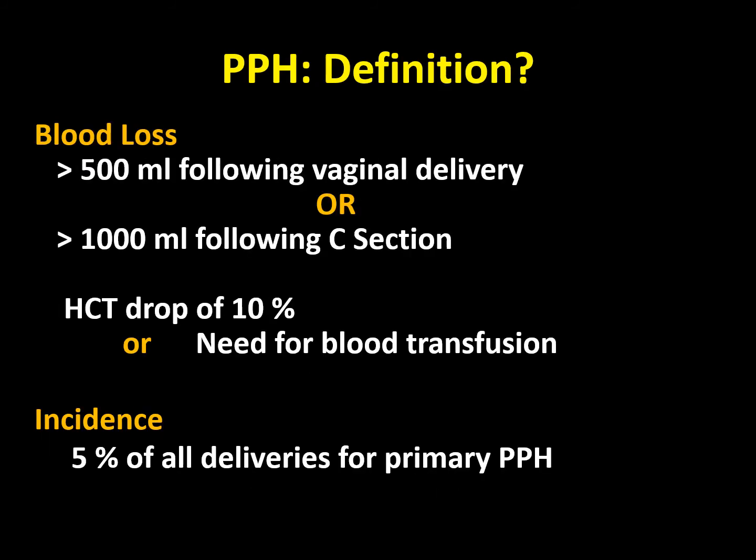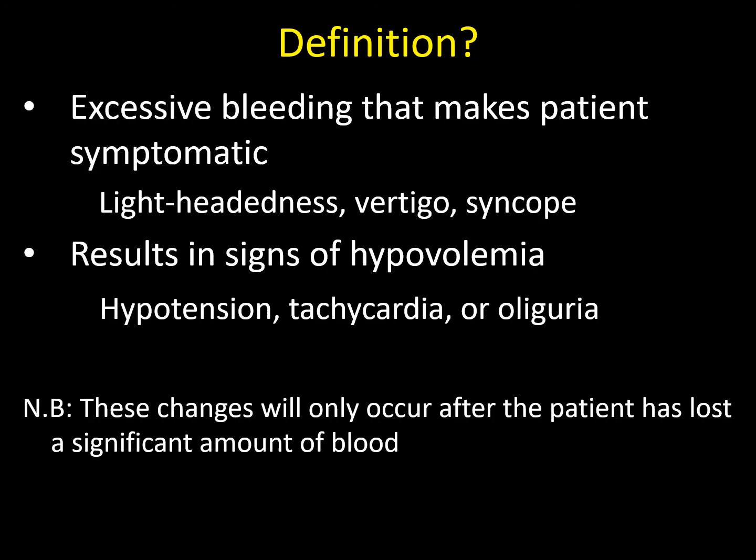The definition of postpartum hemorrhage depends on the reference you're reading from, so there is some confusion about its definition. Some references define postpartum hemorrhage as more than 500 ml blood loss following vaginal delivery or 1 liter following a cesarean section, or a hematocrit drop of 10% or the need for blood transfusion. The incidence is 5% of all deliveries for primary postpartum hemorrhage.